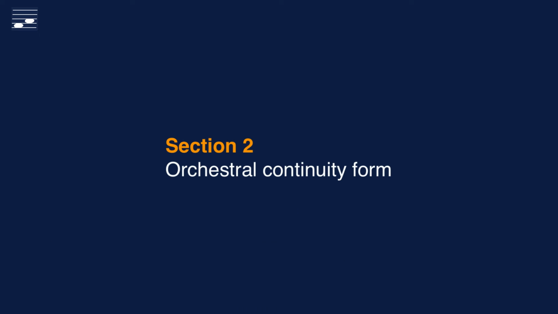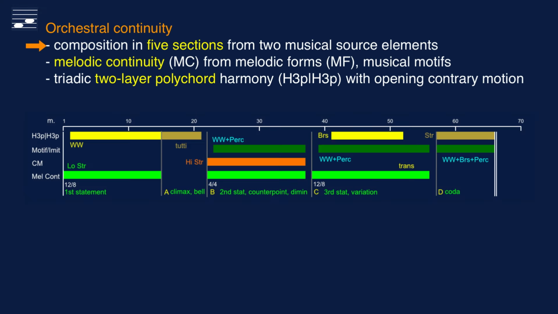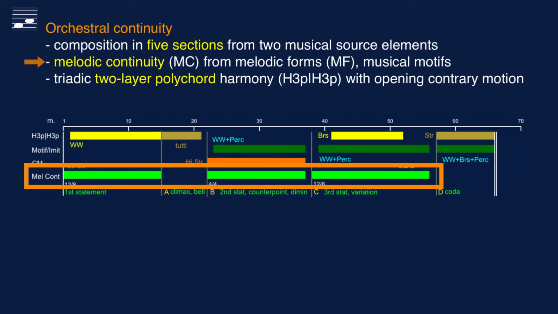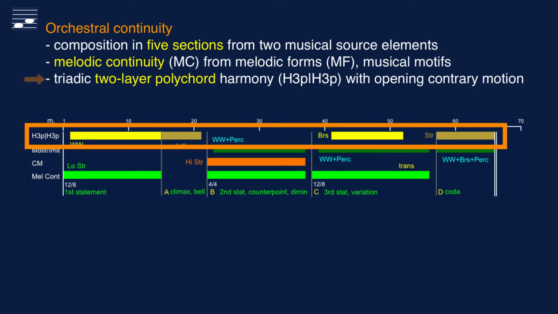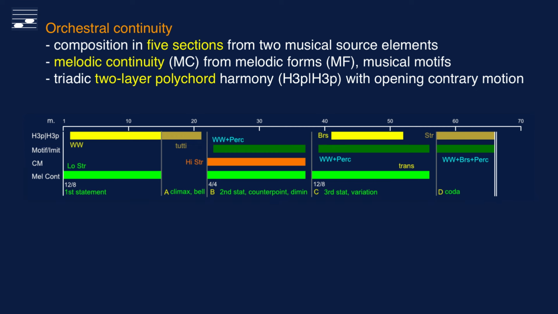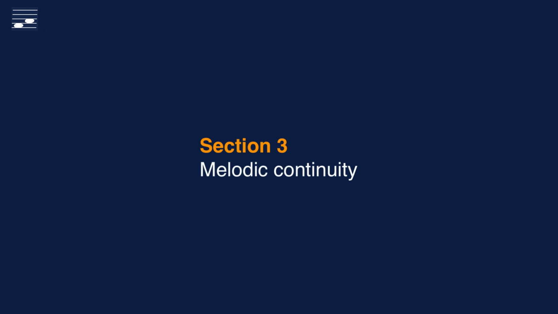At the end of this tutorial, we will have completed an orchestral continuity, a 5-section composition. The diagram shows the traces of the starting points, the melodic continuity and the two-layer polychord harmony. Other techniques used are layering of harmony and melody, the addition of counterpoint, rhythmic diminution, adding motifs based on the melodic form, and implementation of instrumental forms. Let's now inspect the starting point, the two musical elements.